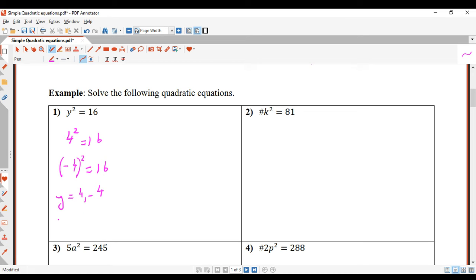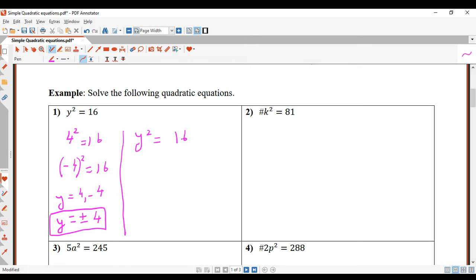Now, the way we abbreviate those two answers, so we write down y is equal to plus or minus 4. Okay, so positive 4 and negative 4 are the two answers. So this is how we write that down. Now, your equations won't always be that easy to guess. The formal way of setting these out is to write the equation down.